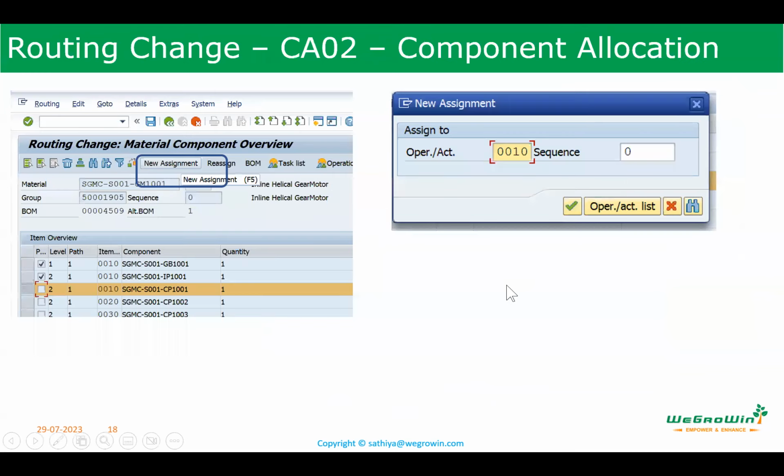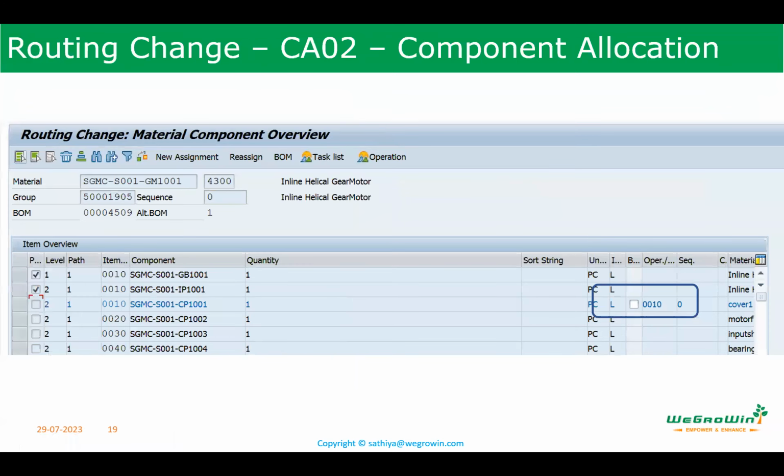And then what is happening? When I go to the component, select that particular component, press new assignment. When I press new assignment, the default assignment will be showing here, 0010. I have to change it to the.